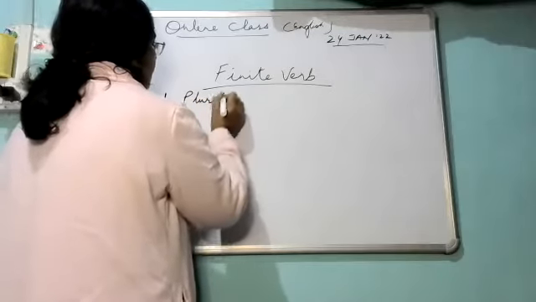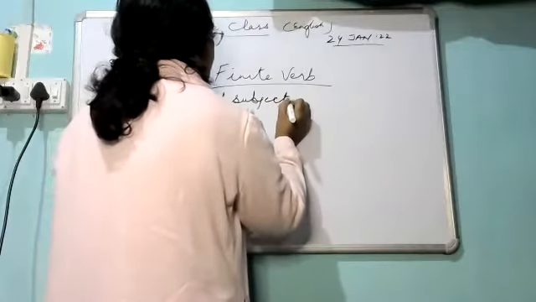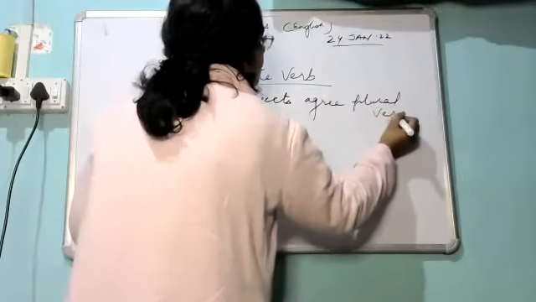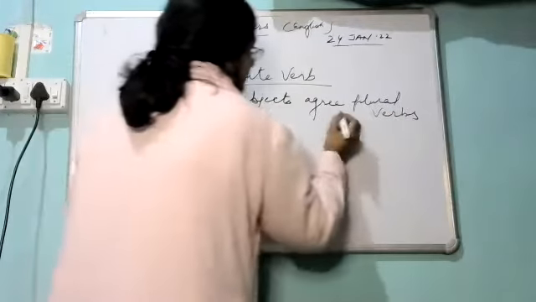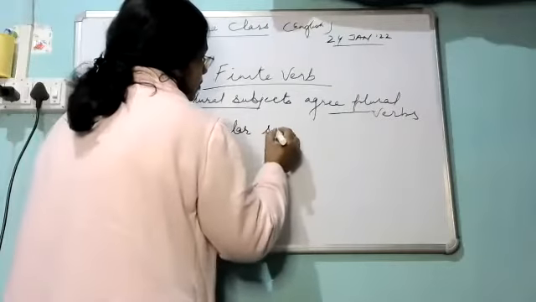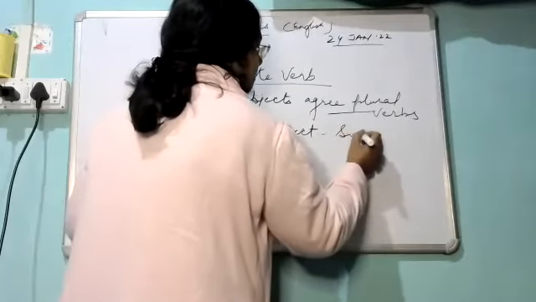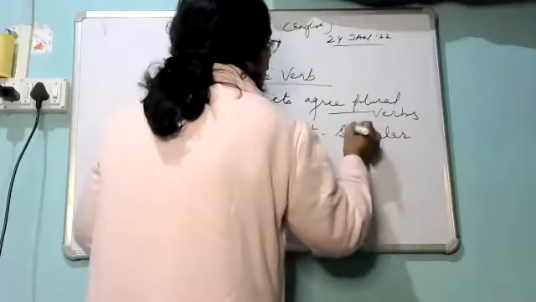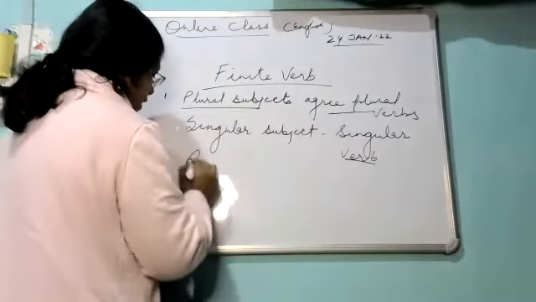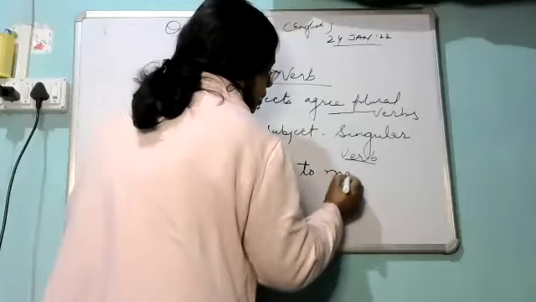Plural subject. Plural subjects agree with plural verb. Is it? Singular subject, singular verb. Verb means, Ram goes to market.